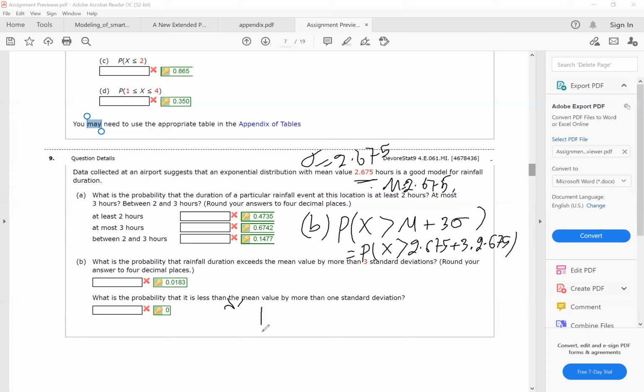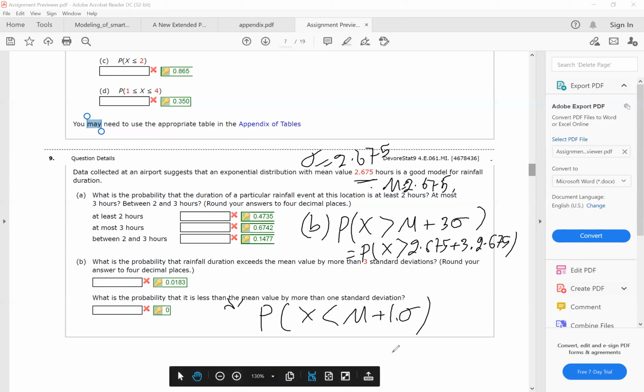And for the second part, what is the probability that x is less than the mean value by more than 1 standard deviation? That's what we are looking for. If it is given as more than 1 standard deviation, that's 1 times the standard deviation. Less than 1 standard deviation means mean minus 1 standard deviation, and less than 2 standard deviations means mean minus 2 times the standard deviation. So now we have to find this probability.